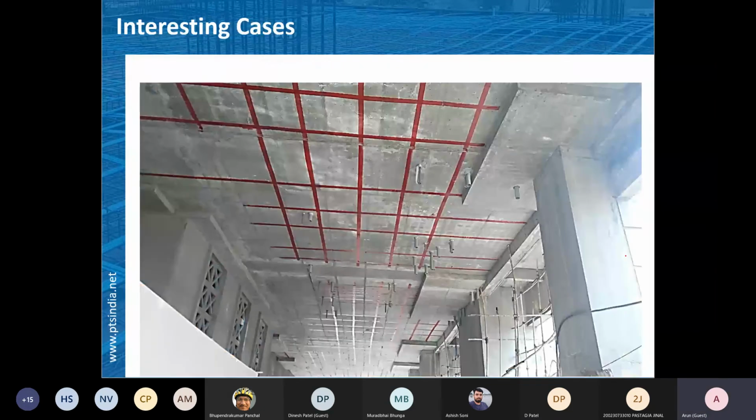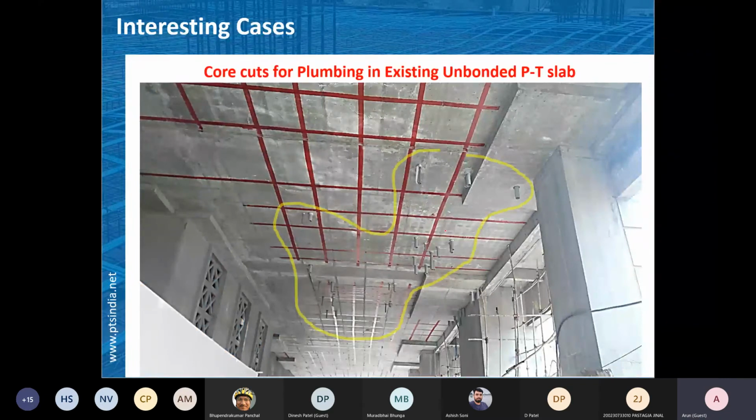So here you can see there are a lot of services, if you just look. Here there are a couple of services, a huge group of services, again here, again here. So this kind of services can be laid afterwards also. It's preferred to provide this kind of sleeves before casting, but if it is not done or planned before casting, still it can be accommodated afterwards with proper caution.